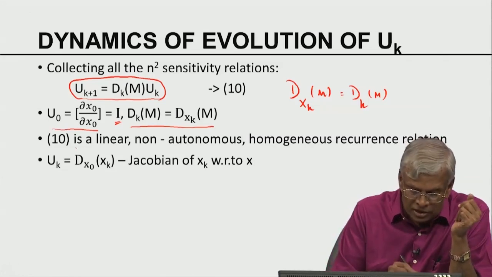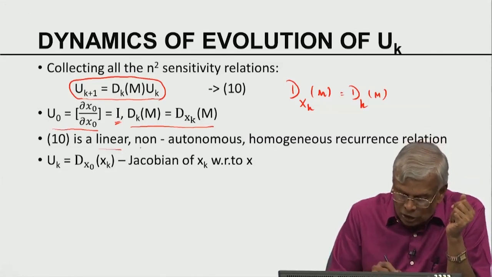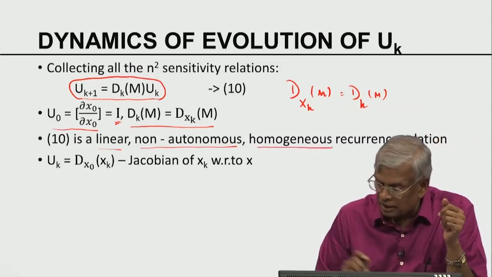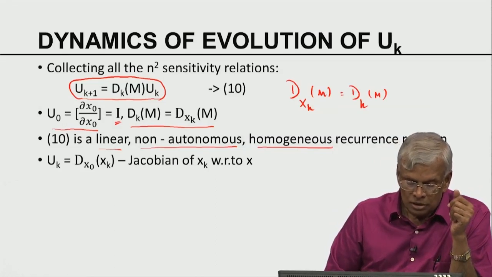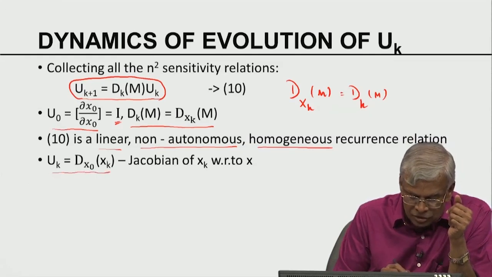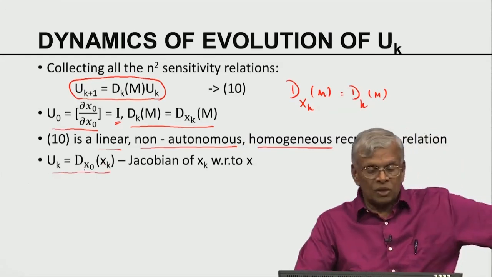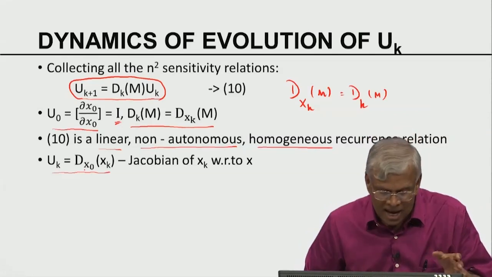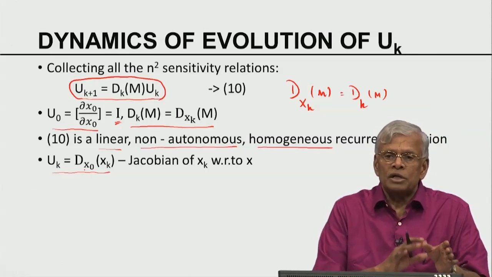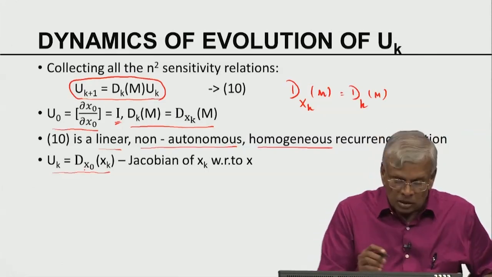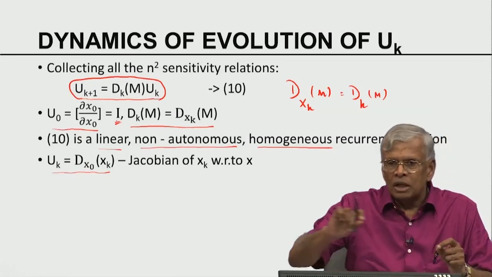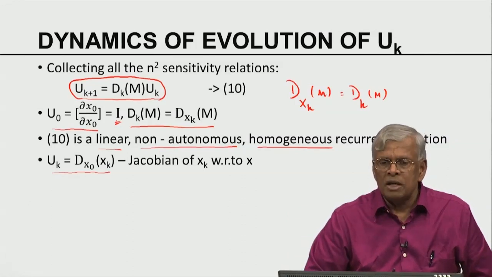Now please remember, 10 is a linear equation. 10 is a non-autonomous equation. It changes along the trajectory. It is a homogeneous recurrence relation. Please recall, Uk is the sensitivity of xk with respect to x naught. Therefore, equation 10 tells you how the forward sensitivity of the solution with respect to the initial condition evolves, starting from the initial value of I. So I have to compute all these along the trajectory.